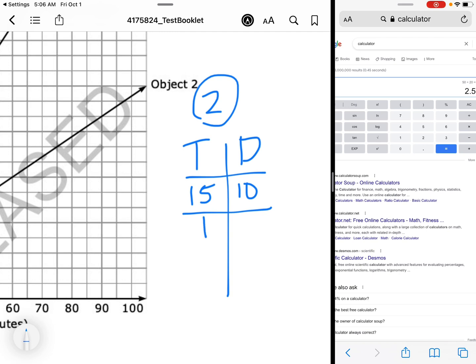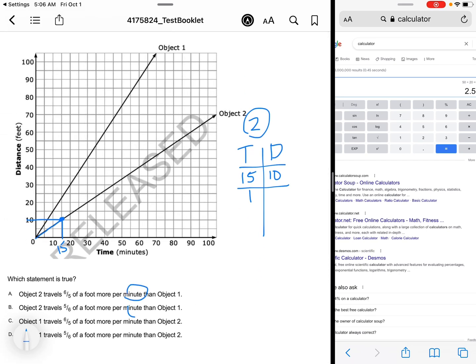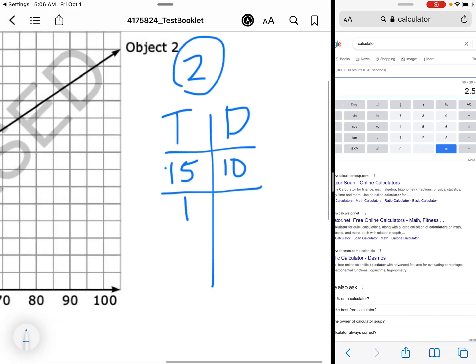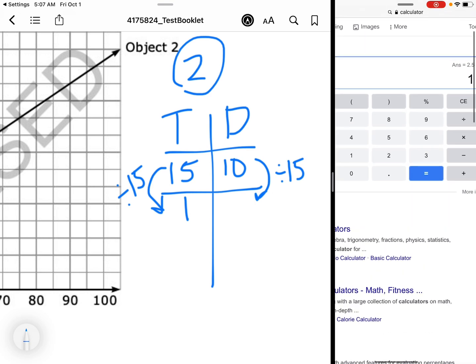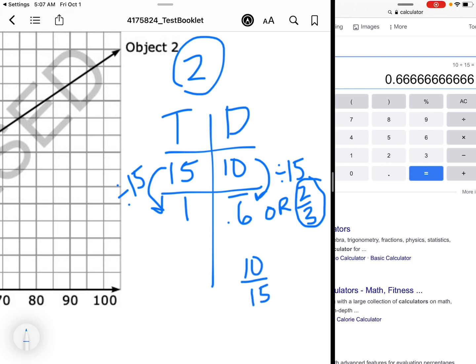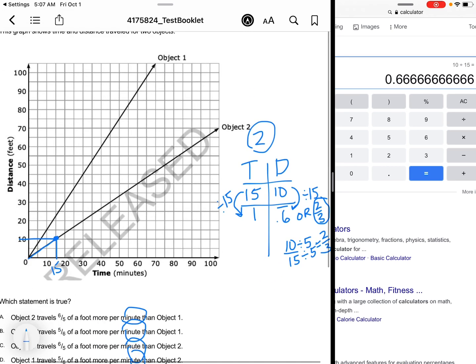So I want to figure out how far it goes in 1 minute because they're comparing per minute. So I'm dividing 10 by 15. I get 0.6 repeating, or this would be 2/3. And I know that because I can look at the chart in my classroom. Or I could take 10 over 15 and reduce it by 5. I'm going to get 2/3. Then I have to compare the other one, so I'm going to switch colors.